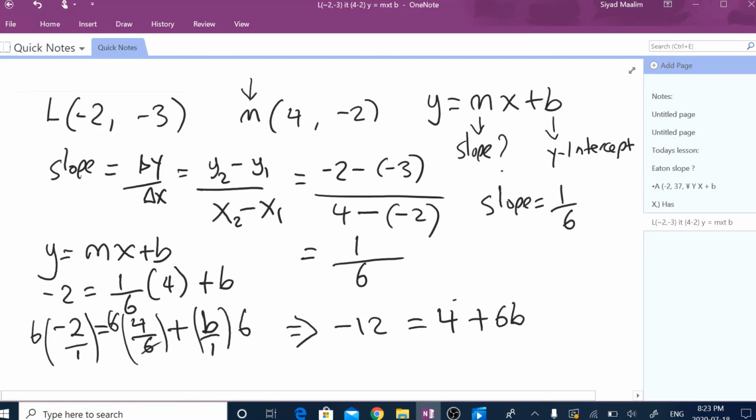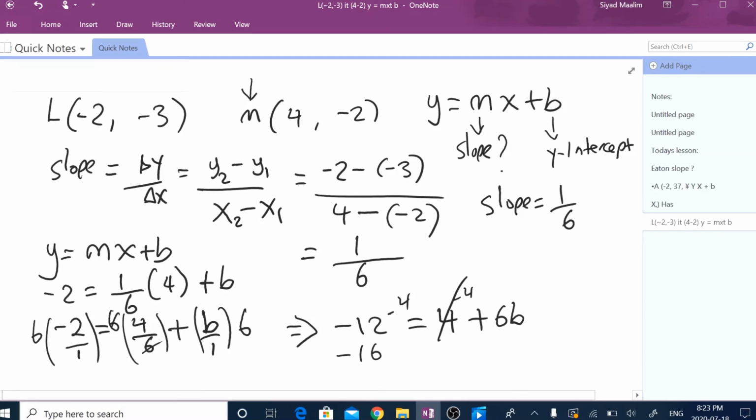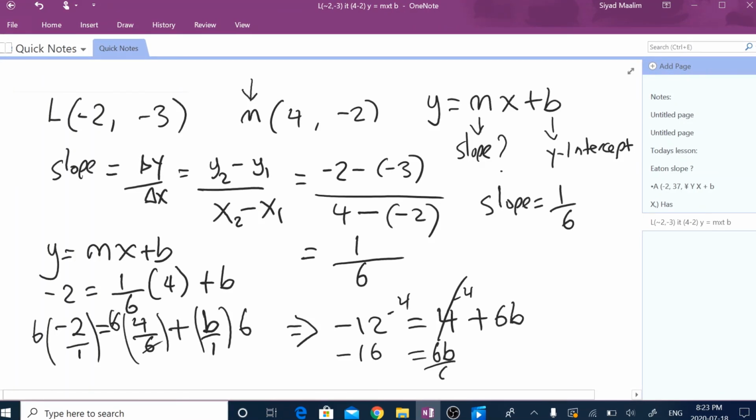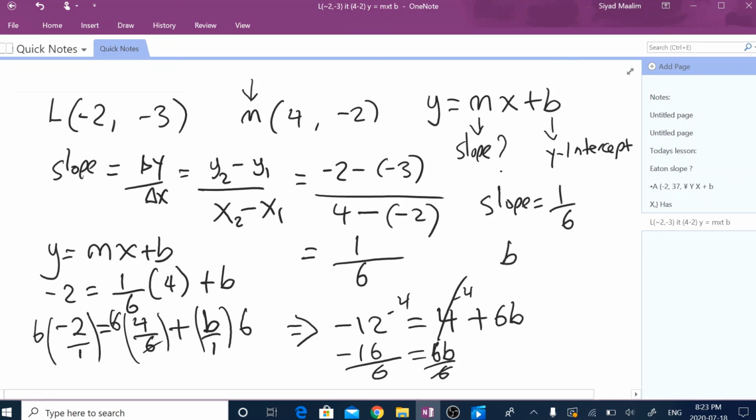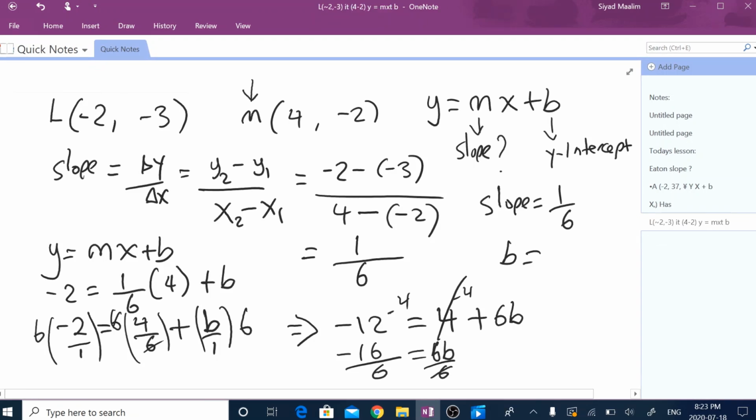Subtract 4 from both sides of the equation. These two will cancel. Minus 16 is equal to 6b. In order to find b, you divide both sides by 6. These two will cancel. So b is equal to, when you simplify this, you divide by 2, that is minus 8 over 3.